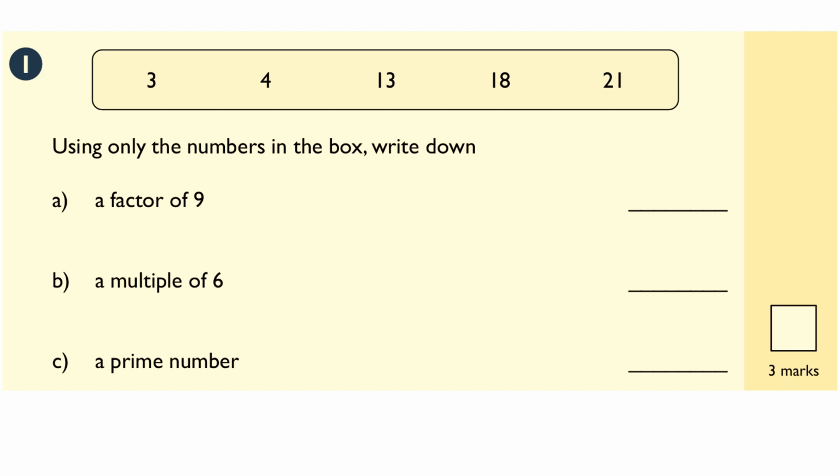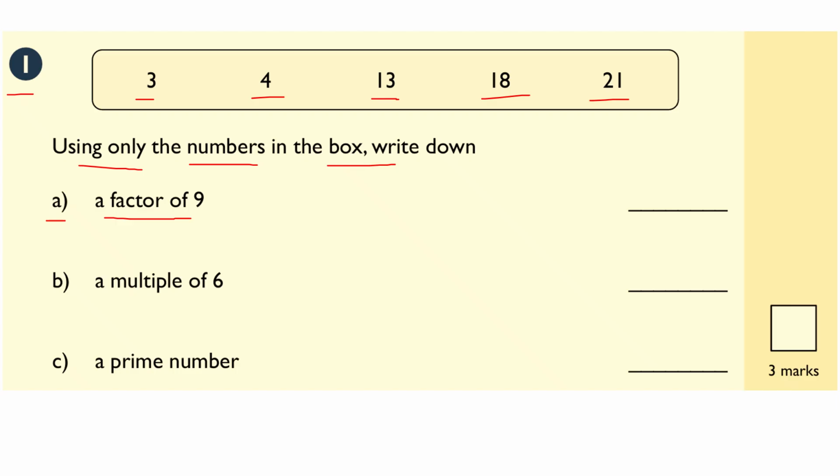Okay, in this short, brief video, we're looking at types of number, looking specifically at factors, multiples, and prime numbers. So question number one: we are given this box, which has 3, 4, 13, 18, 21. Using the numbers in the box, write down part A, a factor of 9.